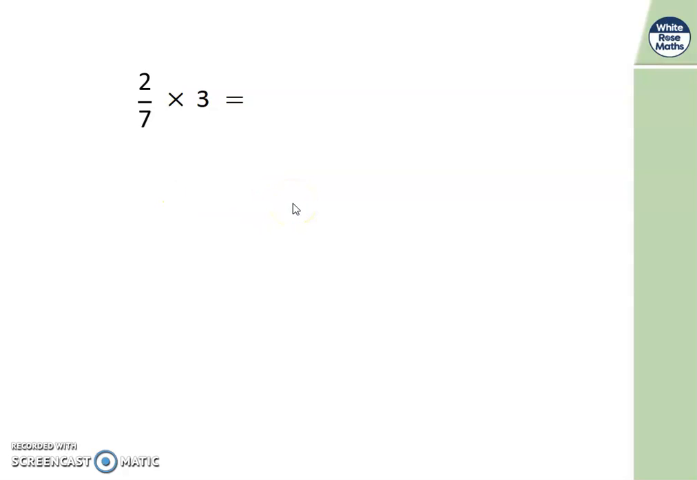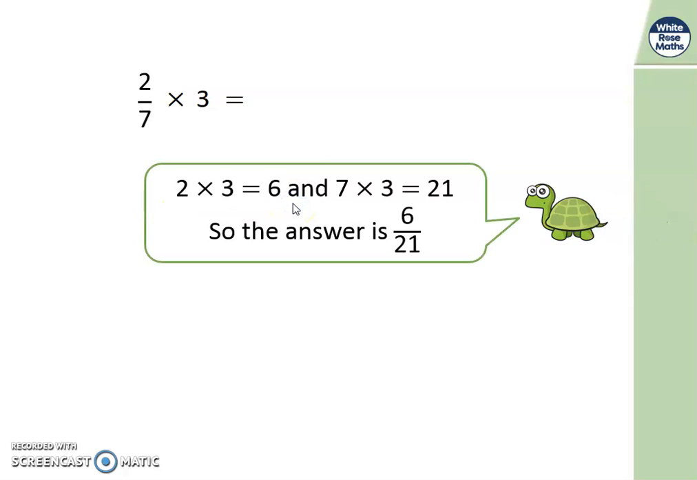2/7 multiplied by 3. Tiny says 2 times 3 is 6, and 7 times 3 is 21. So the answer is 6/21. Do you agree with Tiny, or do you think he's made a mistake? You should have noticed he'd made a mistake, because what we're actually doing here is we're doing a repeated addition. We've got 2/7, and we have it 3 times, or 3 lots of 2/7. 2/7 add 2/7 add 2/7.